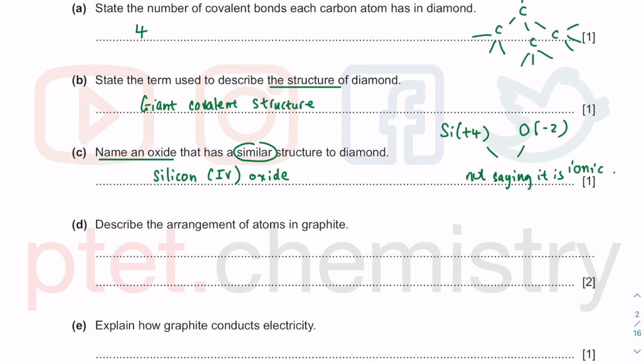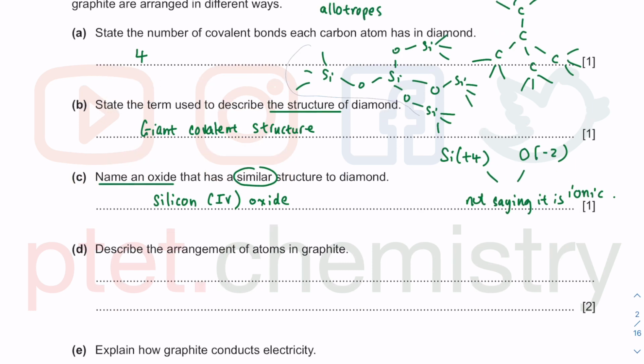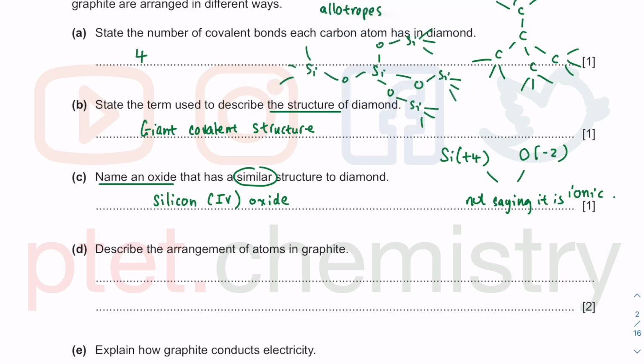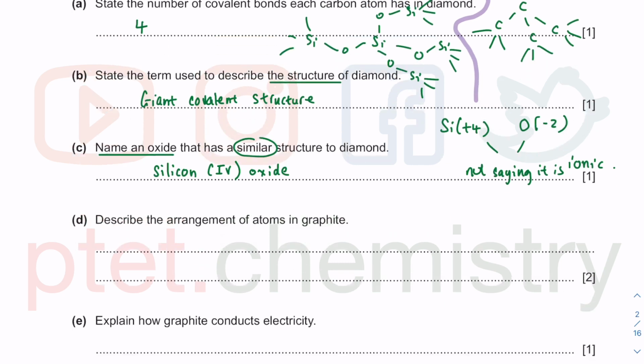It assumes it's ionic, even though non-metal and non-metal form a covalent bond. In terms of silicon dioxide, each silicon is bonded to 4 other oxygen like this, and then each oxygen is bonded to 2 silicon, and of course the structure continuously branches out. So each silicon is bonded to 4 oxygen. That's just part of the giant covalent lattice structure. Just want to highlight that there are 2 different things: this is diamond, this is silicon(IV) oxide.